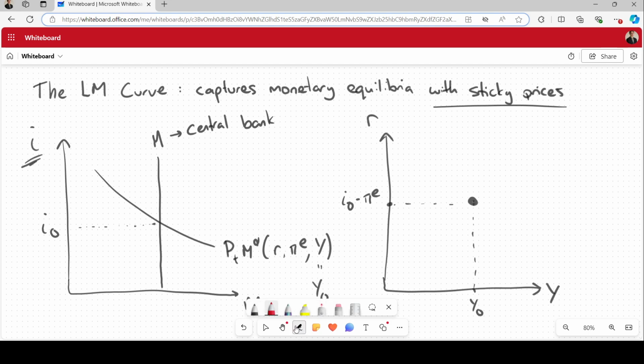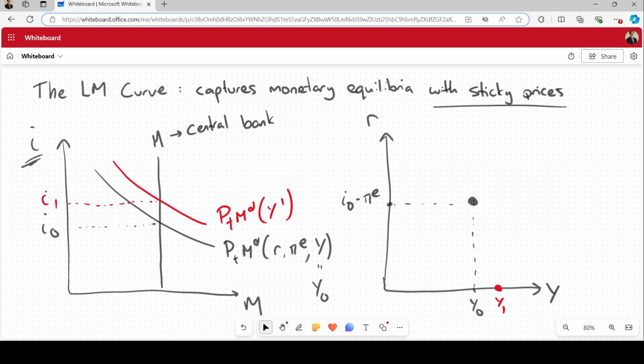Now, if you imagine that I increase the size of the economy to y1, what happens? Well, our bigger economy leads to more monetary demand, and so we get, at y1, a correspondingly bigger interest rate. So at y1, we now have I1 minus pi e as the real interest rate. And the LM curve is just, if you imagine doing this over and over and over again, you would get an upward sloping line going through there.